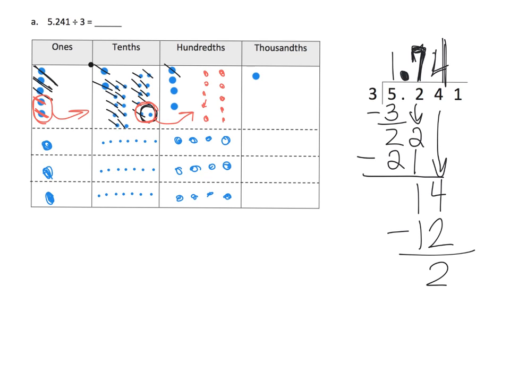Let's see. 1, 2, 3. And then we had these 2 left over. And so that's this 2 right here. So now we're going to take these 2 and we're going to cash them in for 20/1000ths. And with the amazing power of video, there's my 20 right there.